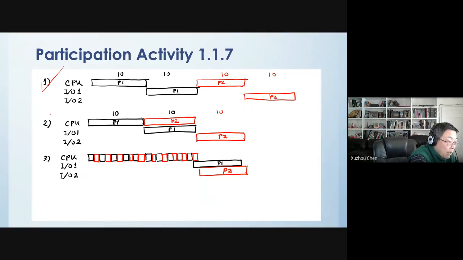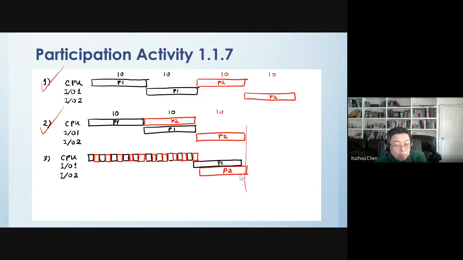We know this one, and this one I used a different color. The black color represents P1 and the red color represents P2. So it's going back and forth: 1, 2, 3, 4, 5, 6. Yeah, it's still 30 time units.